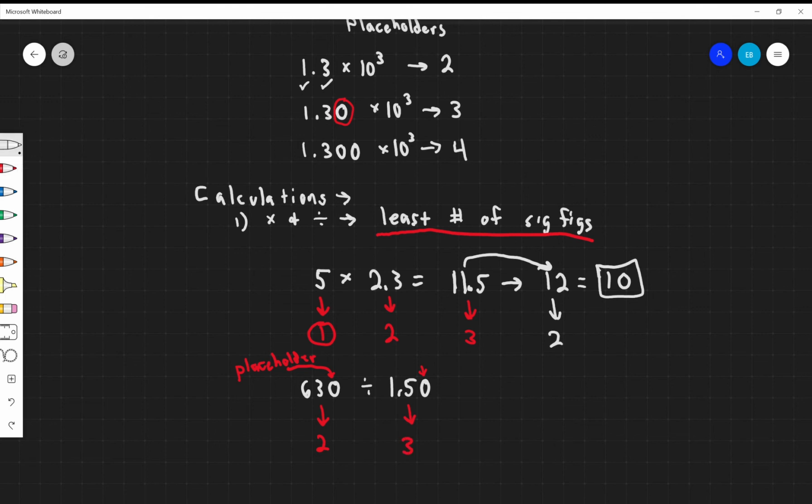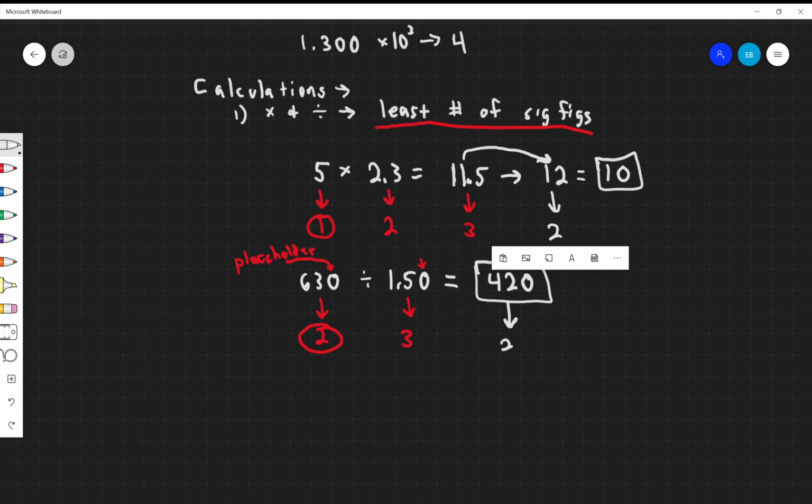So I want my final answer to have the least number of sig figs, so that's going to be 2. I do this division problem, 630 divided by 1.5, and I get 420. It turns out that number that pops out of the calculator has 2 sig figs, so I'm all done. There's my final answer. So that's how we do calculations with sig figs when we're multiplying and dividing.